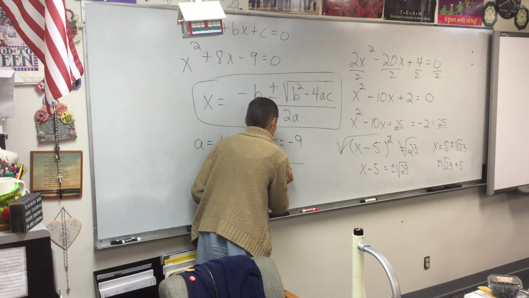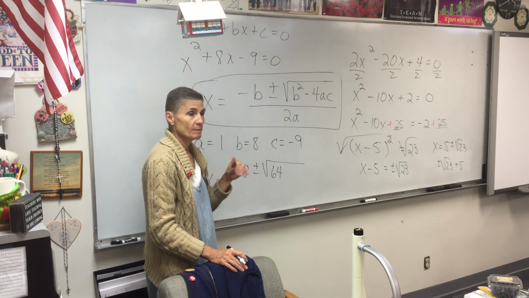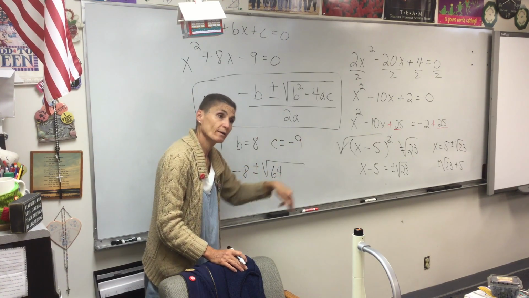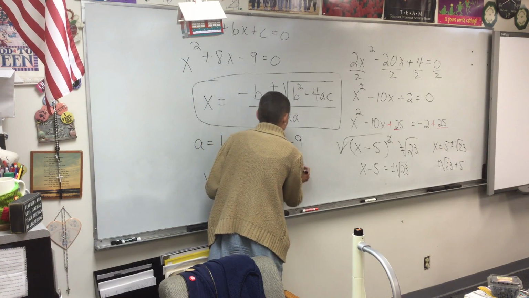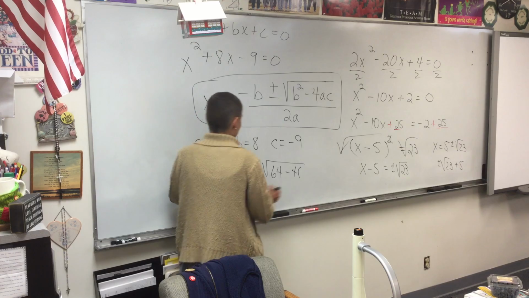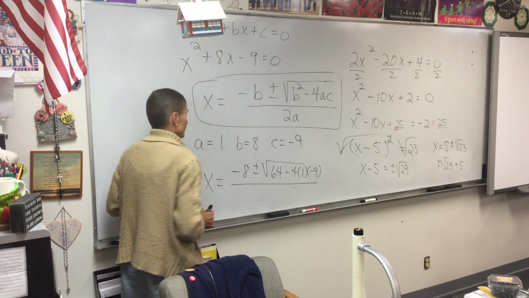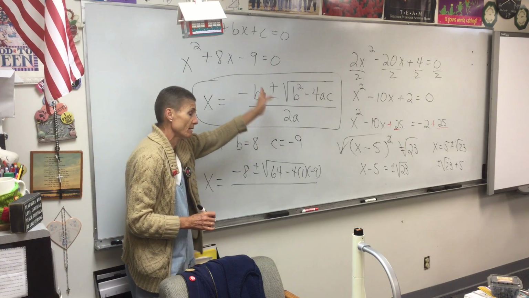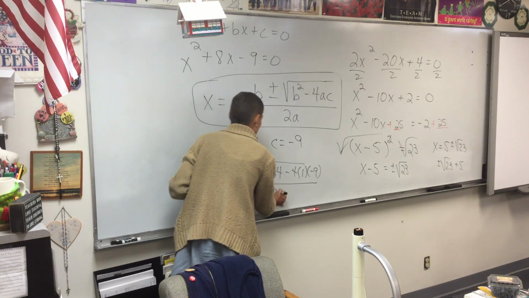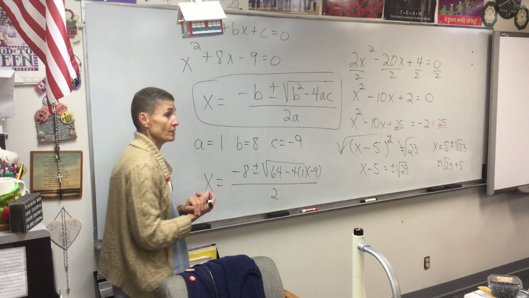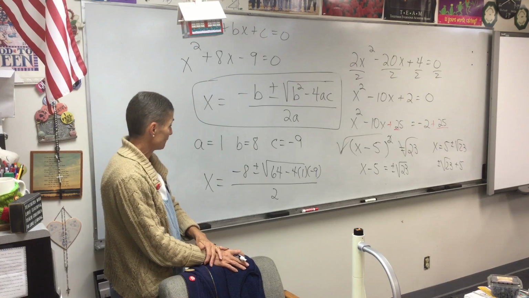64. I don't worry about negative 8 squared because the negative goes away, gets squared out. So 64, minus 4, times a, times c. I'm just plugging numbers right into my formula. Over 2 times 1, which is 2. a is 1, so it's just 2 times 1, or 2.